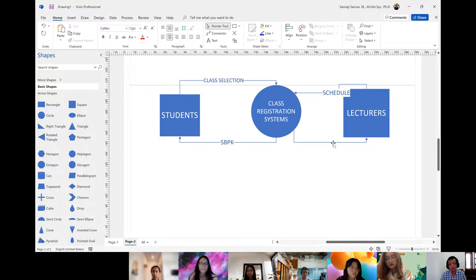They will receive a class roster. Who is enrolled in their classes? Okay. So that's how you draw a data flow diagram. Okay. Any questions so far? Okay, let's continue.